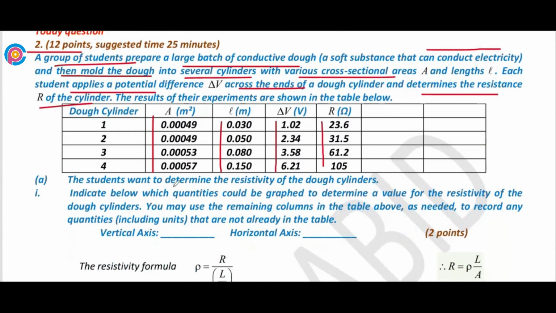Okay. The students want to determine the resistivity of the dough cylinder. In part 1, indicate below which quantity could be graphed to determine the value of resistivity of the dough cylinder. You may use the remaining columns in the table above as needed. Record the quantity including unit, if they are not already in the table. Okay, so we have to make the graph. Therefore, we have to define the axes, horizontal axis and vertical axis.